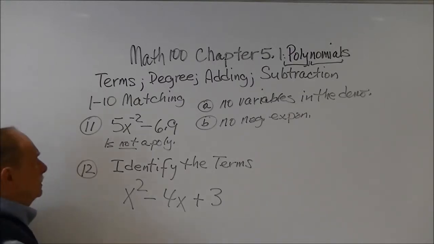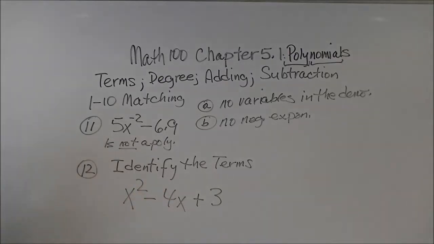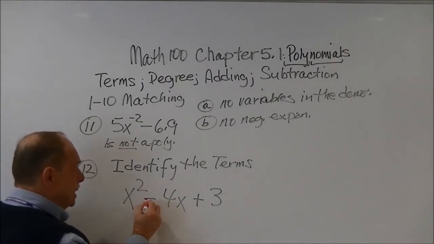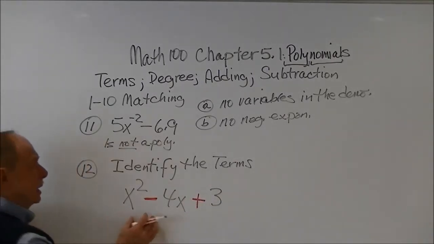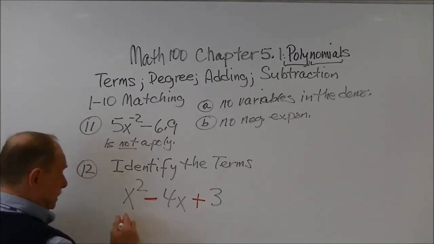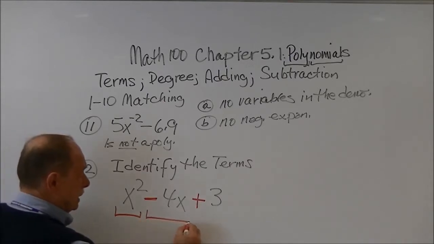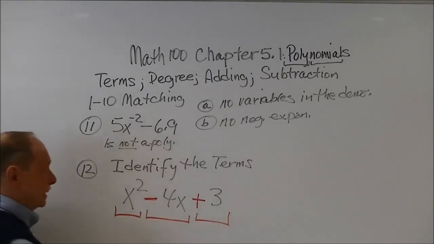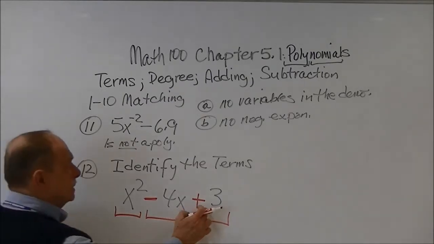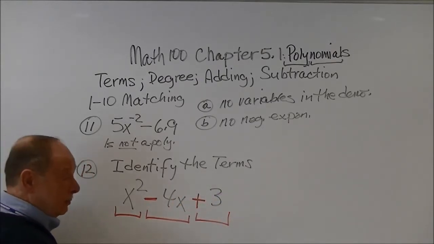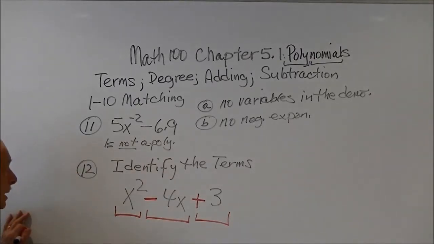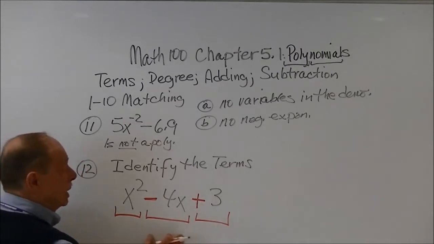In example 12, they want us to identify the terms. Well, if you recall from chapter 1, we said terms in an expression are separated by either a negative sign or a positive sign. So as we look here, there are 3 terms. So this is the first term, this is the second term, and this is the third term. Now, when we list this term, we don't put the plus in. Any number without a sign in front of it, we assume is positive. So this is 3 terms. This would be what we call a trinomial.